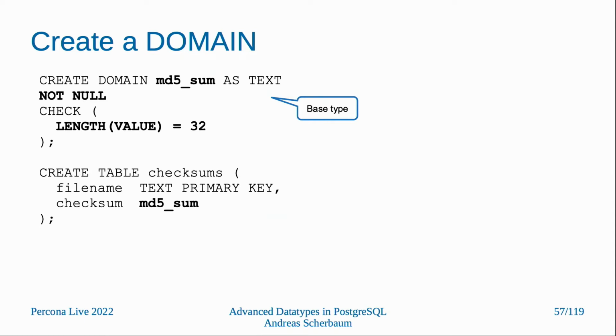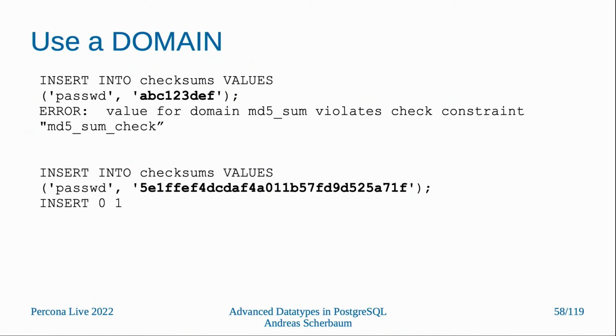And then again, I can use this new type like any other type in Postgres. And if I try to insert something which is not a valid MD5 checksum, you see Postgres just rejects my insert here. I cannot do that. Of course, if I insert a valid MD5 checksum, it goes through.